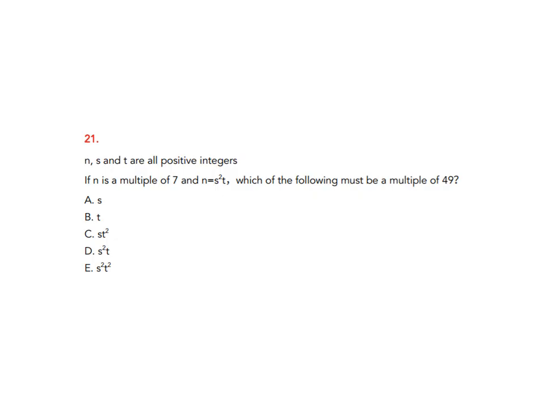So N is a multiple of 7, so N equals 7M. And we need to find out of the options given which one must be a multiple of 49. So S squared T equals 7M. So either S or T must contain 7. So in this case, we can say that S squared and T squared must be a multiple of 49, because one of those must contain 7. So 7 squared will be 49. So the answer will be option E.